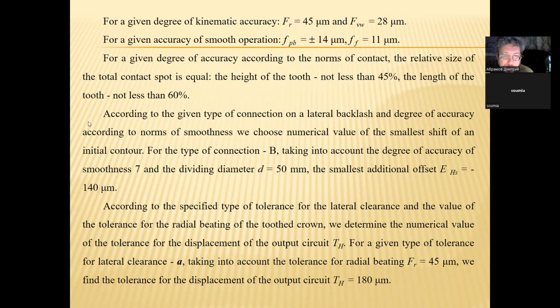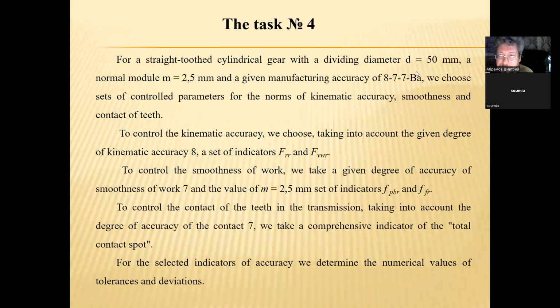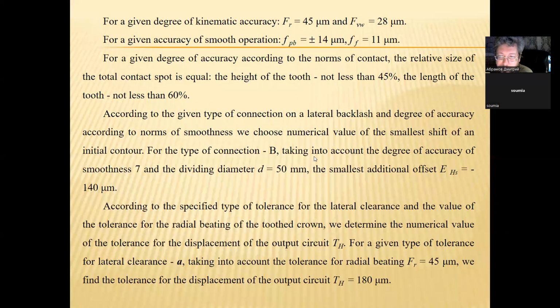According to the given type of connection on a lateral backlash and degree of accuracy according to norms of smoothness, we choose the numerical value of the smallest shift of an initial contour. For the type of connection B, taking into account the degree of accuracy of smoothness 7 and dividing diameter equal to 50 millimeters, the smallest additional offset E suffix Hs is equal minus 140 micrometers.